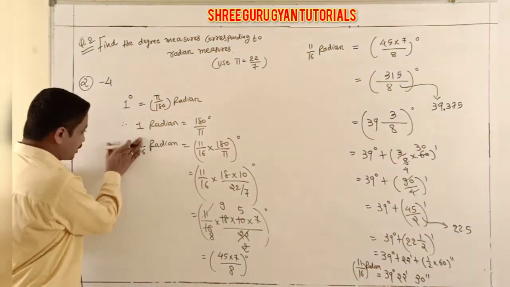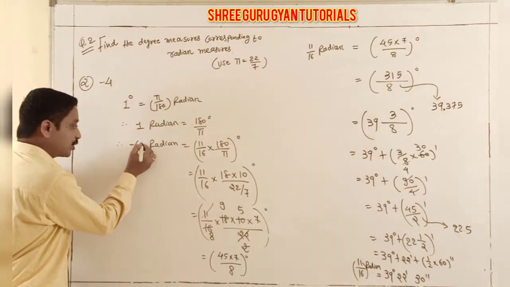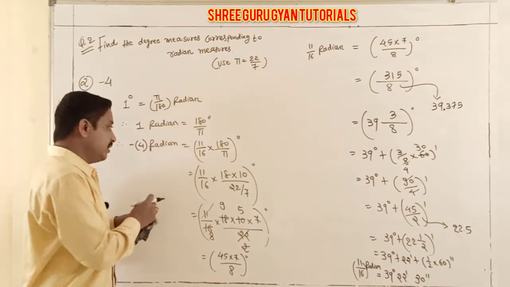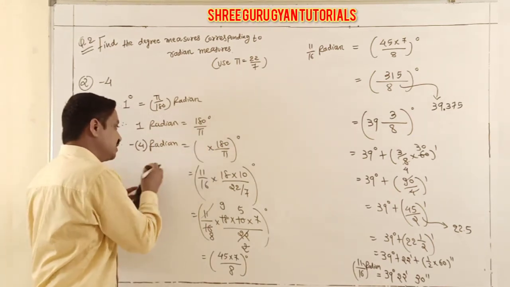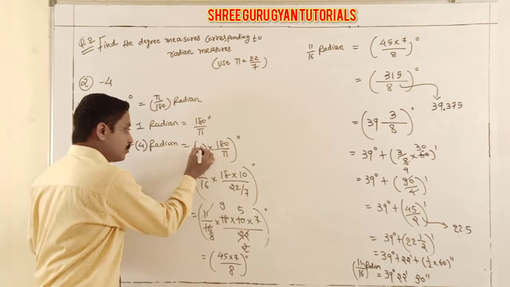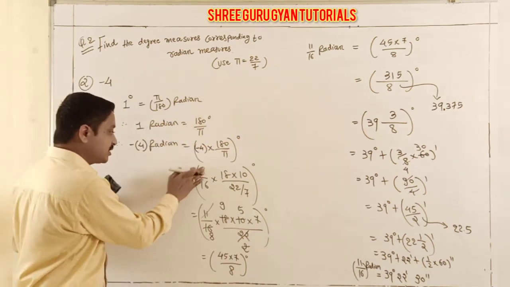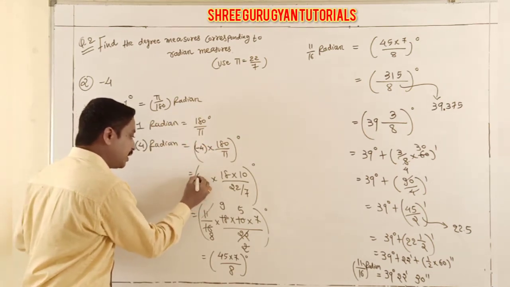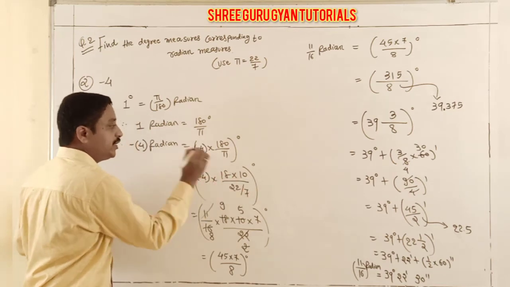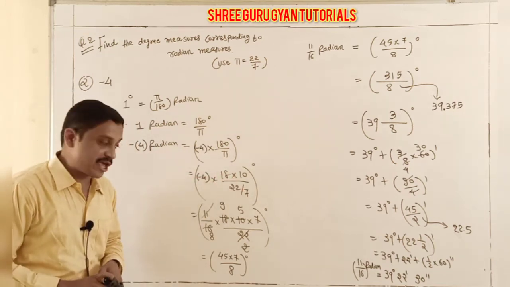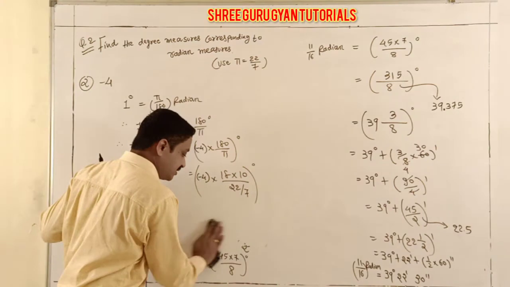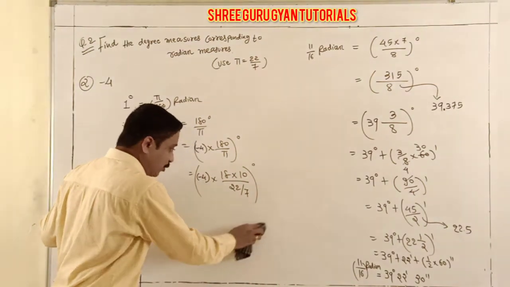So 1 radian is equal to 180 by pi degree. So here I just change it. It is minus 4 radian, and this calculation is also for minus 4 radian. The calculation is the same as here: minus 4 radian, 180, into 22 by 7. Now students, I am going ahead slowly with the further calculation.